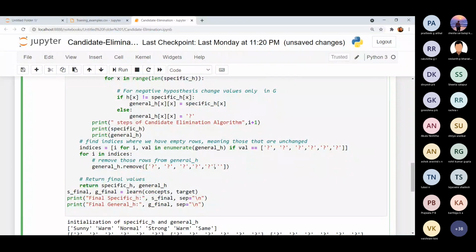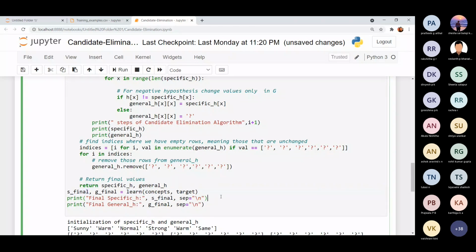So that was a mistake. When I place the 6 question marks here, I'm telling it that wherever you find those 6 question marks, go to those index values, remove those hypotheses, and give me only the maximally specific and maximally general hypothesis. So this is the call to the method learn with these two parameters. It returns two values, S final and G final.